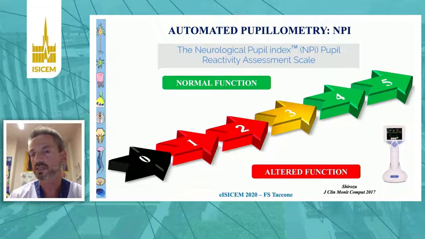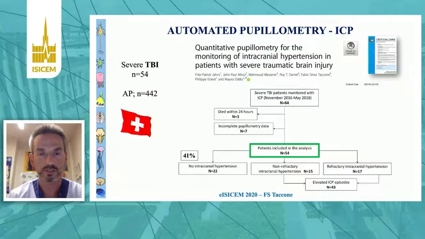More than 3 are values that are observed in healthy people, and you can, in that case, evaluate a normal function or an altered function, less than 3, and then get an evaluation of pupillary function, which is independent of drugs received by the patients.